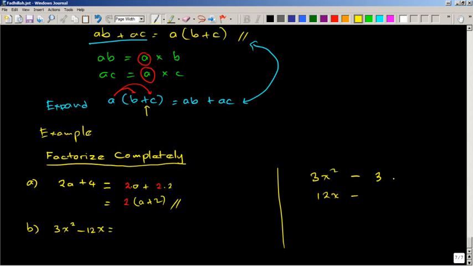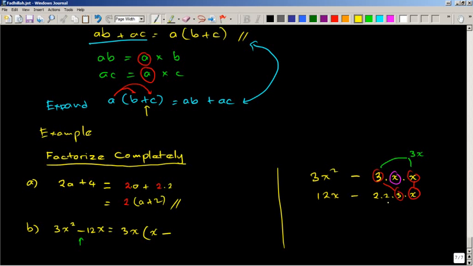3x squared is 3 times 3 times x. Bubuh titik lah for multiply and then x. 12 pula is 2 times 2 times 3 times x. Bukan? And then the common factors: 3 then x. So next kita bubuh 3 and x outside, which is 3x. Common factors 3x. So put 3x outside, then put everything else, the remaining. Remaining ini x. So put x, and then retain the minus sign here.